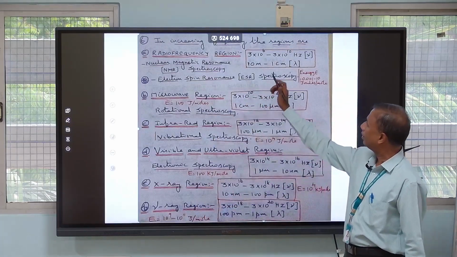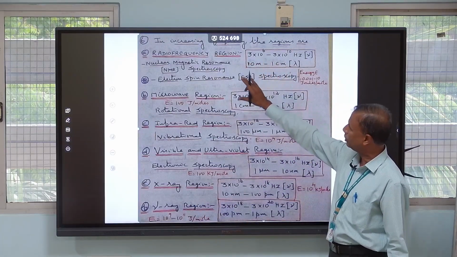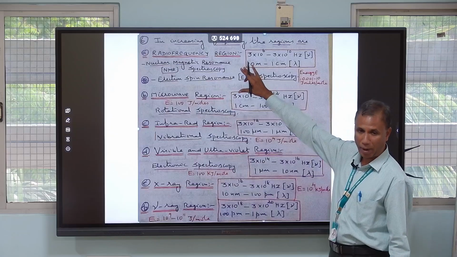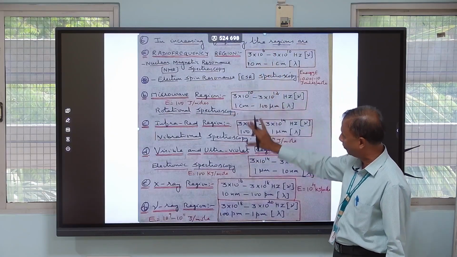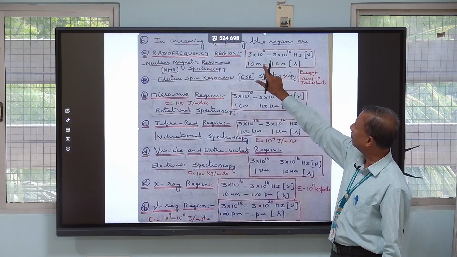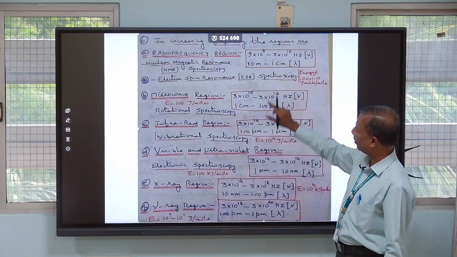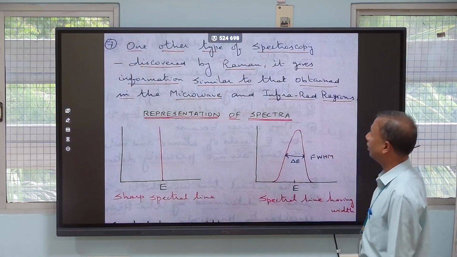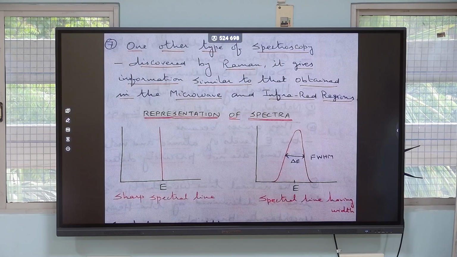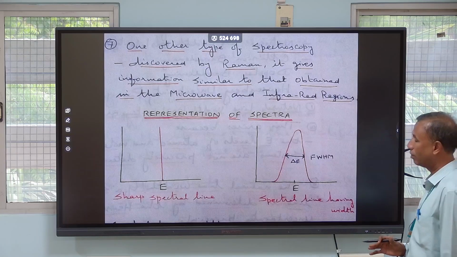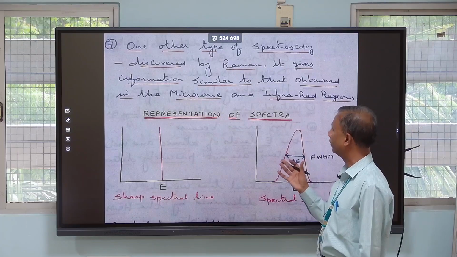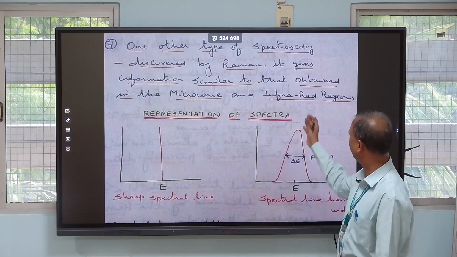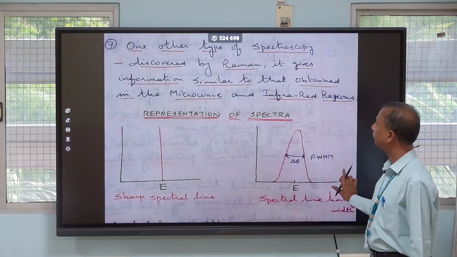You should remember what is happening here. We are arranging this electromagnetic spectrum in increasing order of their frequency, and look at the wavelength, it decreases from top to bottom. One other type of spectroscopy is Raman. It gives information similar to the microwave as well as the infrared region.